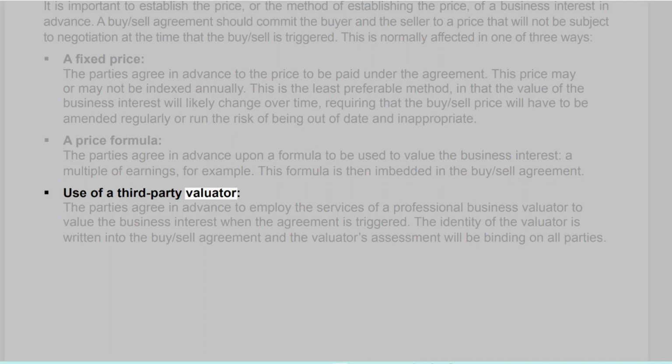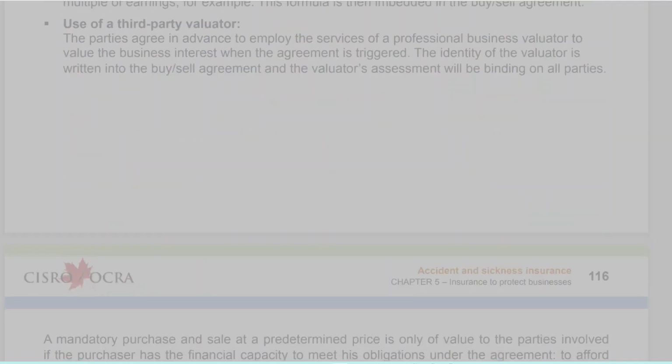Use of a third-party valuator: the parties agree in advance to employ the services of a professional business valuator to value the business interest when the agreement is triggered. The identity of the valuator is written into the buy-sell agreement, and the valuator's assessment will be binding on all parties.